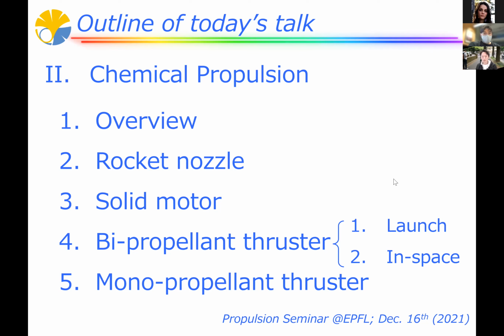Any chemical propulsion system needs this device, which is an energy conversion device from thermal energy to kinetic energy, and it is a very important part. Before I introduce several actual thruster propulsion systems, I'm going to talk about this rocket nozzle. After that, I'm going to talk about the solid motor, bi-propellant thruster, and mono-propellant thrusters. Especially for the bi-propellant thruster, there are two types: one is for launch vehicles, and another is for in-space usage, meaning satellite usage.